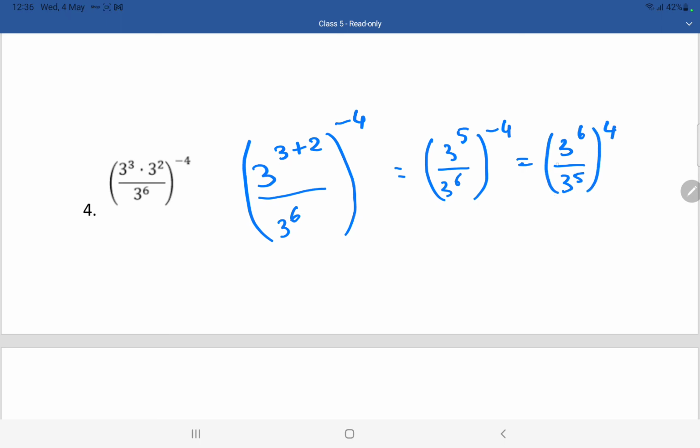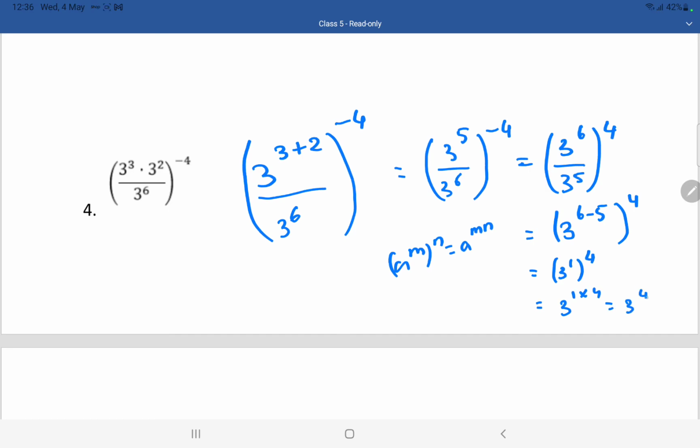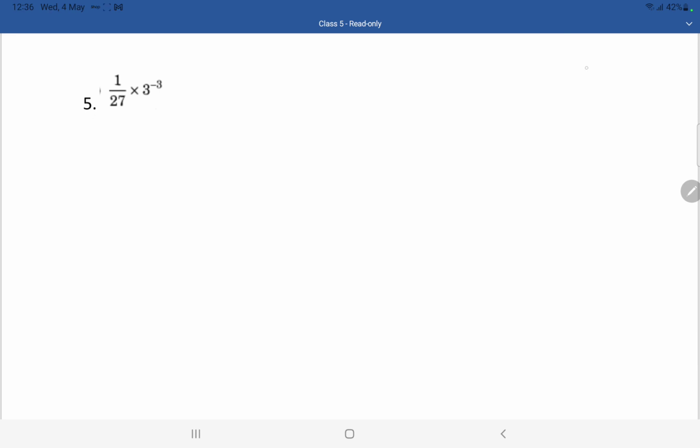Here the bases are same, 3 and 3 are there, but the powers are different. That's why I should do 3 power 6 minus 5 whole power 4. So 3 power 1 whole power 4. Remember, a power m whole power n is equal to a power m into n. So 3 power 1 into 4, which is equal to 3 power 4. So children, the answer for this question is 3 power 4. Okay, let us go to the next question.